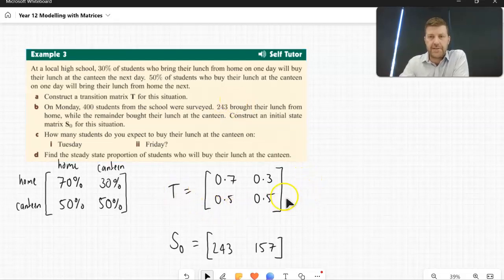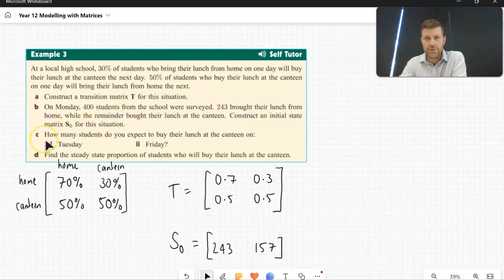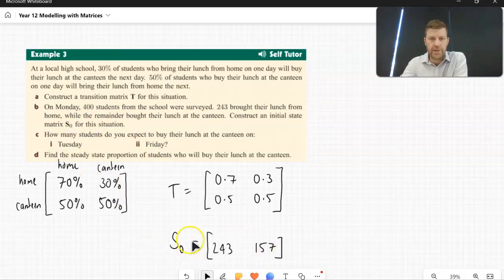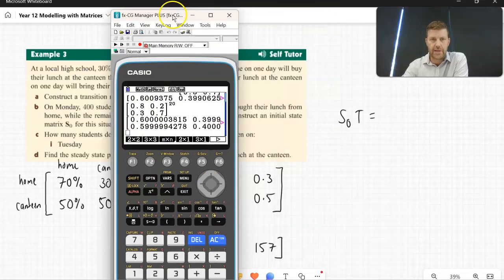Okay, so now we'll have a transition matrix and a state matrix. What I'm going to do now is use those to determine how many students will buy their lunch at the canteen on Tuesday and Friday. Now, Tuesday is one day after Monday, okay? So initially on Monday, this is how many people bought their lunch from home, how many purchased from the canteen. So on Tuesday, which is one day later, it's going to be the initial state matrix times the transition matrix, okay? So my graphics calculator, I can do that calculation.